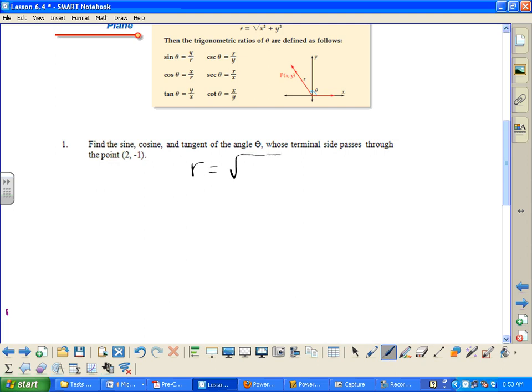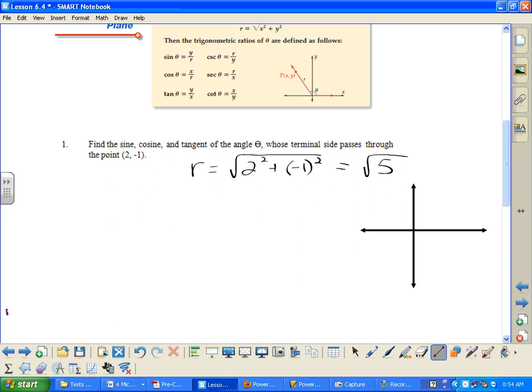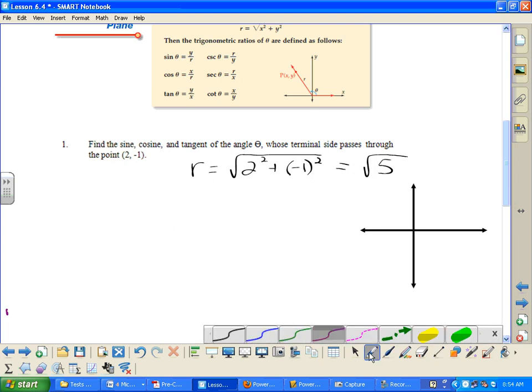So r equals the square root of x squared plus y squared. So in this case, that's the square root of 4 plus 1, or the square root of 5. So since we have the point 2, negative 1, we're talking about this point here, 2, negative 1. Oops, 2, negative 1's over here. We're basically talking about that point right there.